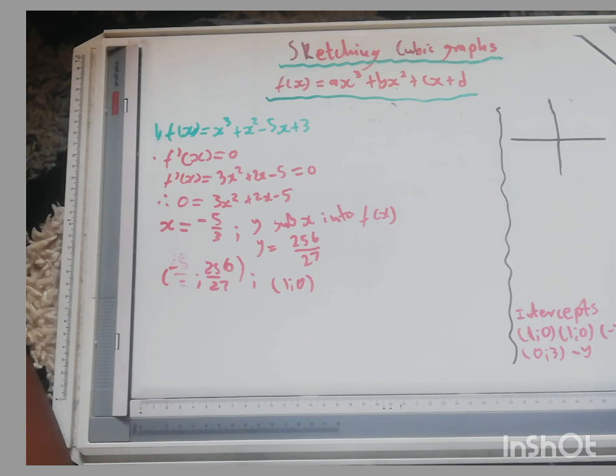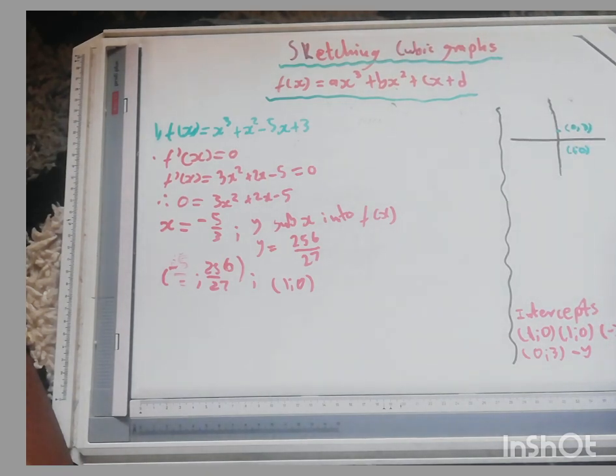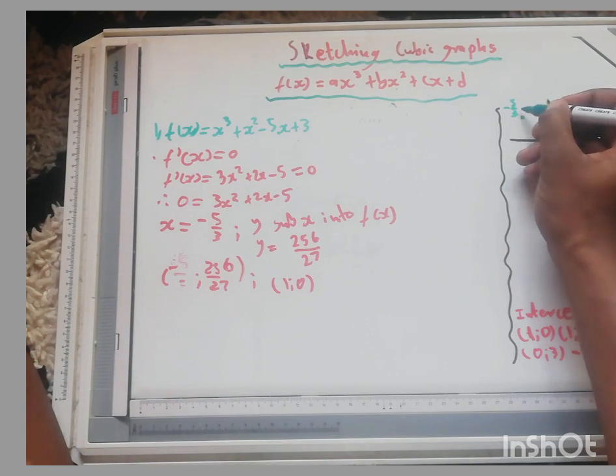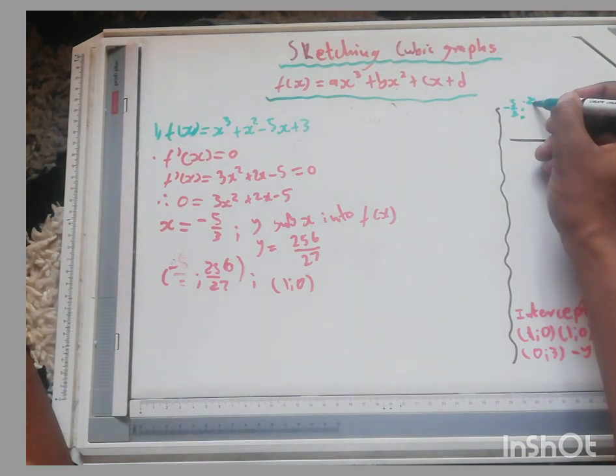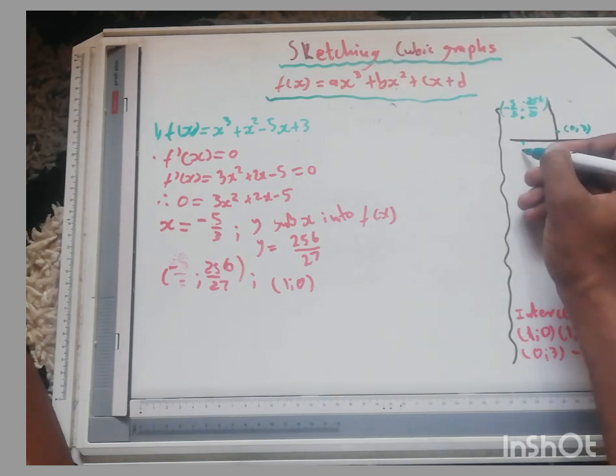So the intercepts you found here, it's 1. So here will be my (1, 0). And then remember your y-intercept you found, it was 3. So I can say maybe this point is (0, 3). And then my turning point, minus 5 over 3, can be somewhere here. So here it can be my turning point, which is (minus 5 over 3, 256 over 27). And then my other x-intercept is minus 3. So I can say here it's (minus 3, 0).